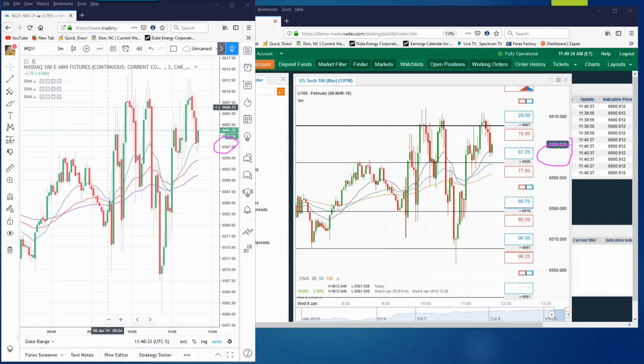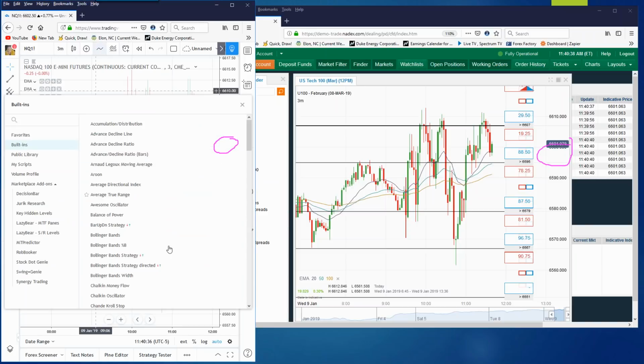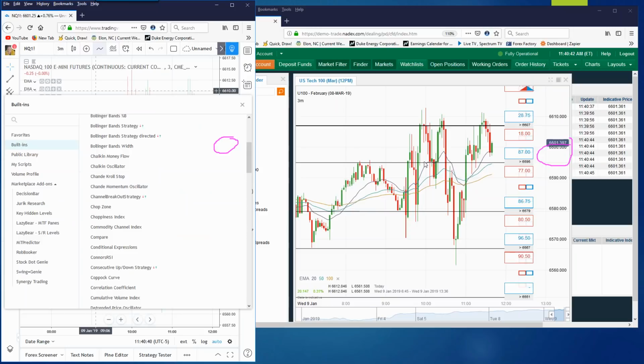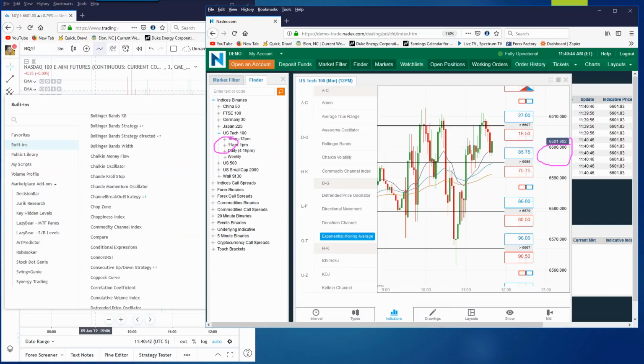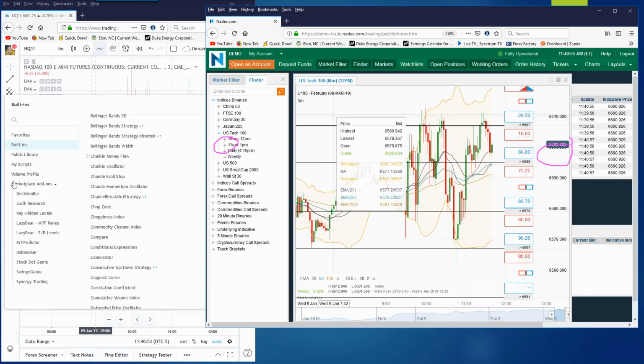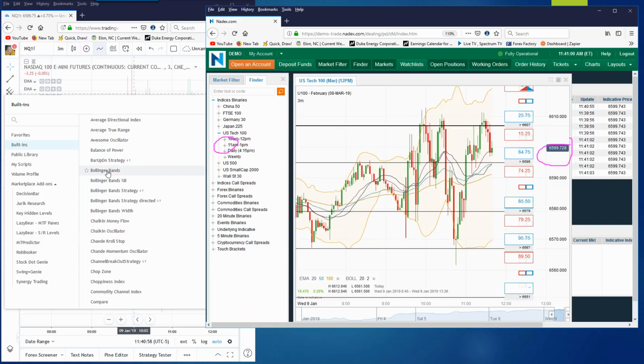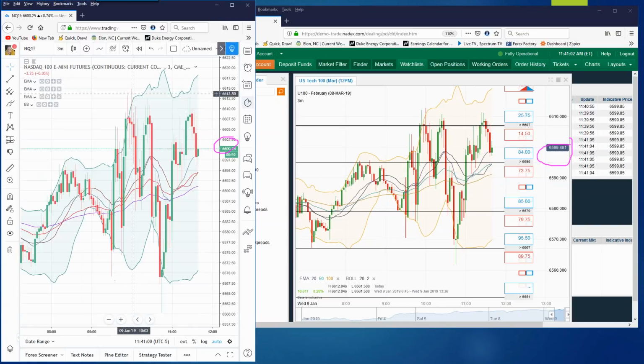Okay, let's go and add another indicator in here. Well, let me do it over here first, and then I'll select one of those. Let's just do Bollinger Bands. Okay, so you have Bollinger Bands over here. We're going to put Bollinger Bands over here. And let's get rid of all of my little drawings. I'm not a great artist, that's for sure.